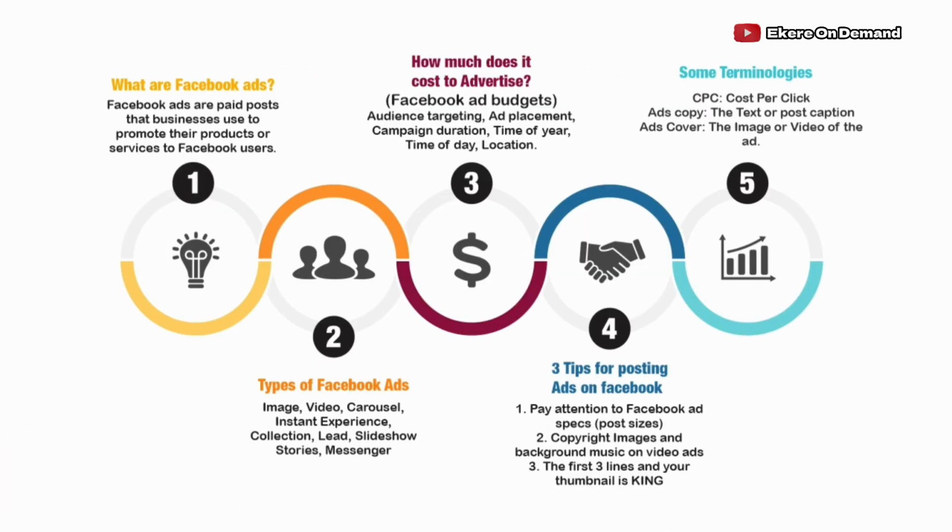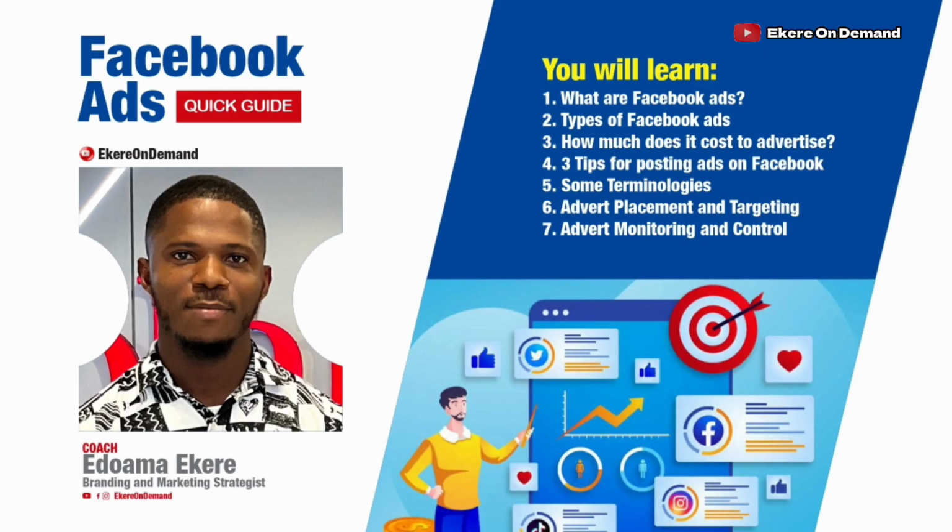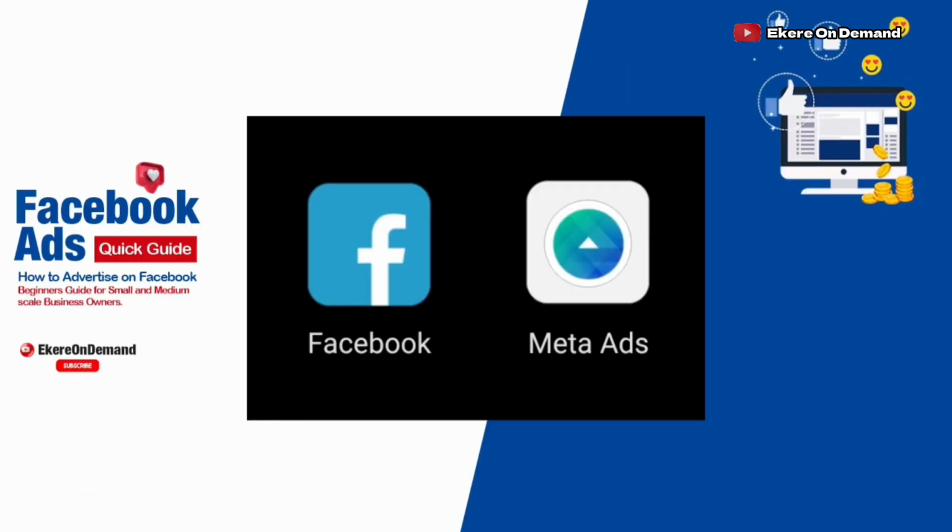So we're done with step 1 to step 5 in the table of content. Now let's get into the real deal of how to place the Facebook ads, which is number 6, ads placements and targeting. We'll do number 6 and 7 at once, which is the ads placement and targeting, as well as the ads monitoring and control. Let's get right into that part of the video.